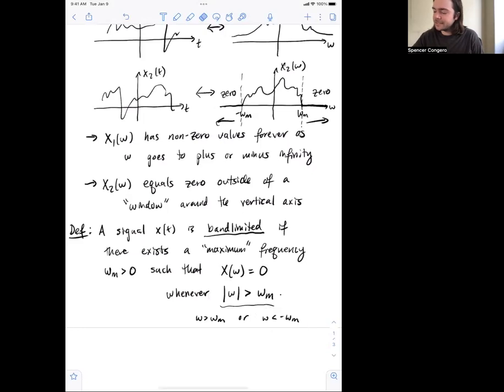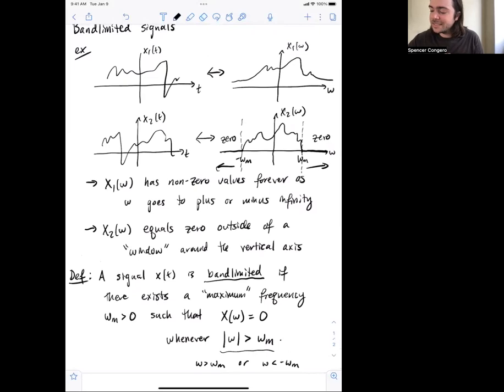It's saying there exist these bars I can draw, some window, some frequency band around the vertical axis, so that within that band, my function, my Fourier transform, can do whatever it wants, but I just have to guarantee that outside of that band, the function always equals 0. In that case, we say that x2 of t is band limited.